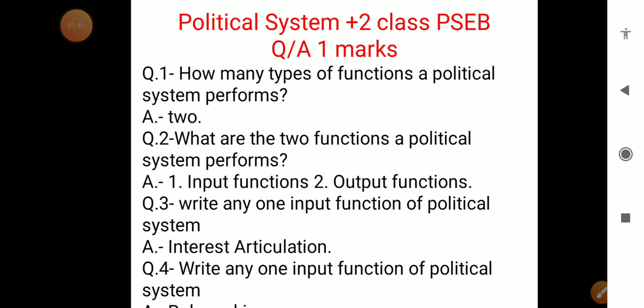So here 1 mark questions I have selected, and we will do. First of all, hopefully you have gone through the chapter. If you have not gone, you must go through the main points, and then after that, after you will be able to understand the video.